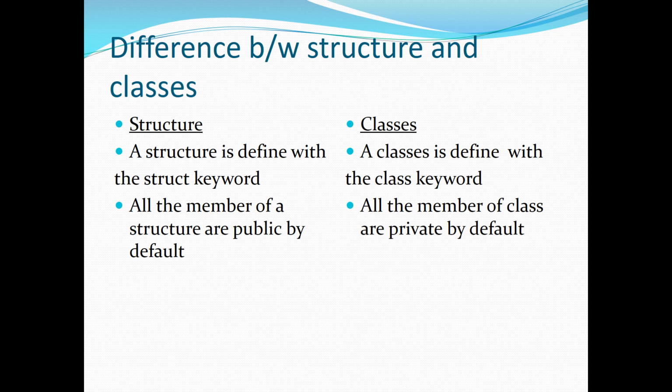This is the last topic of this chapter. Today we have seen three major topics: array of objects, object as function arguments with an example, and difference between structures and classes. Here ends this classes and objects chapter.